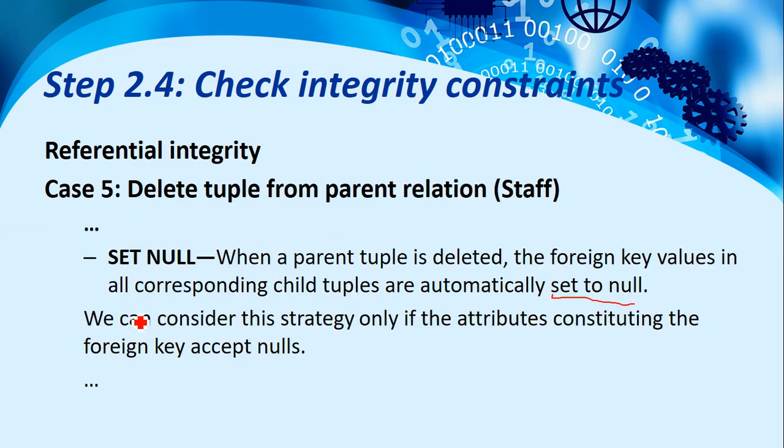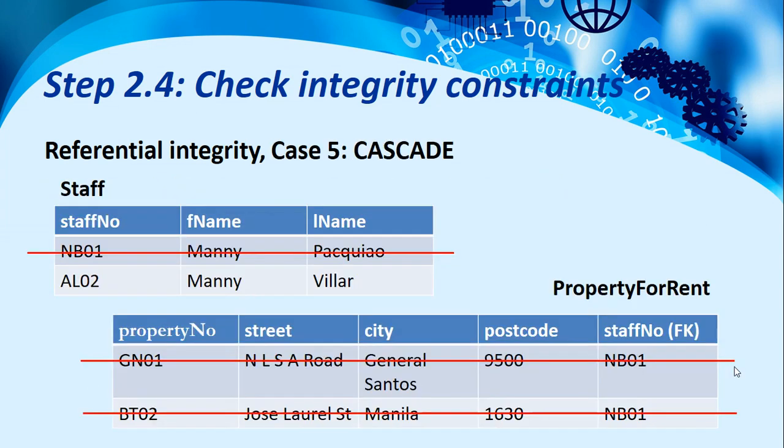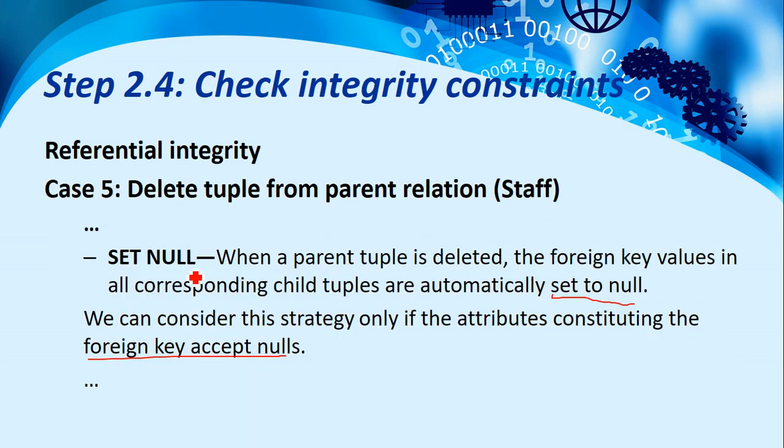And in this second statement, we can only consider this strategy if the foreign key accepts nulls. As mentioned earlier, whether null values are allowed in the staff number. If not, we can't apply this. But if it's okay for the staff number to be null, then we can set null values. So we can apply the set null strategy if null is accepted.